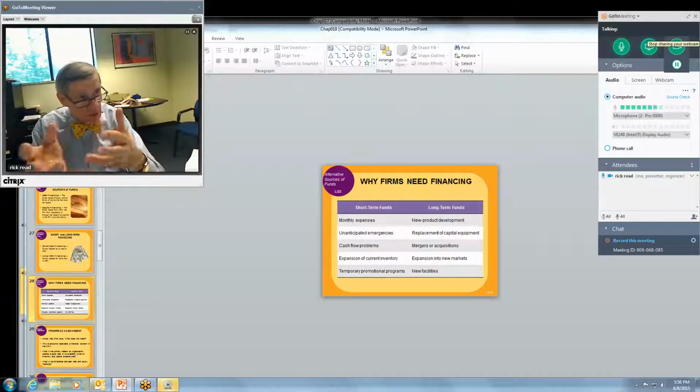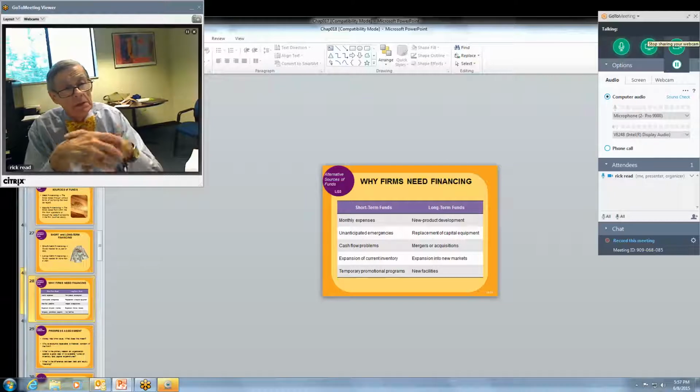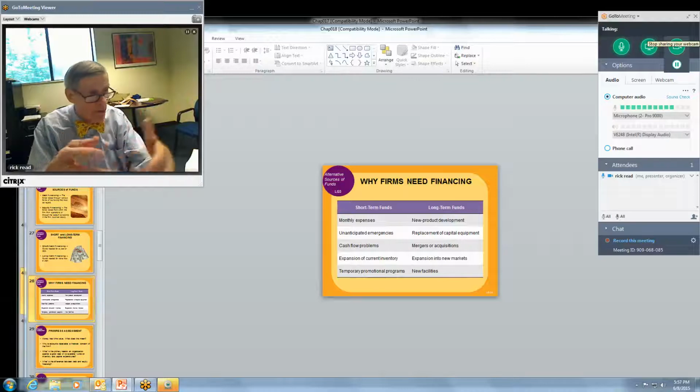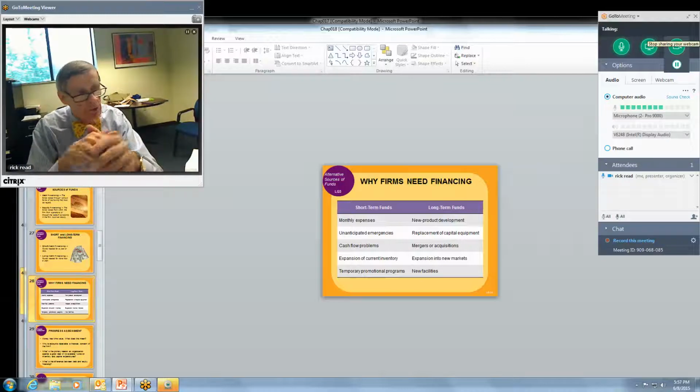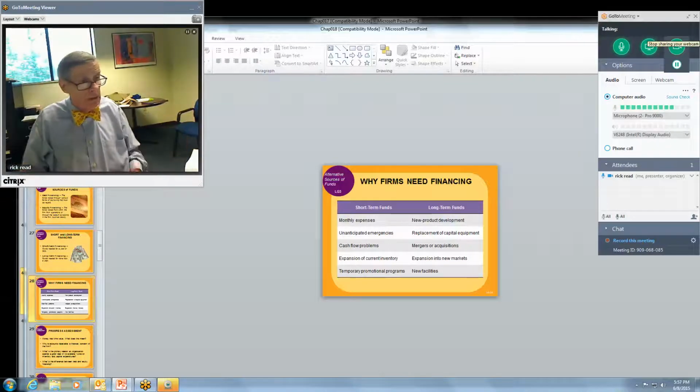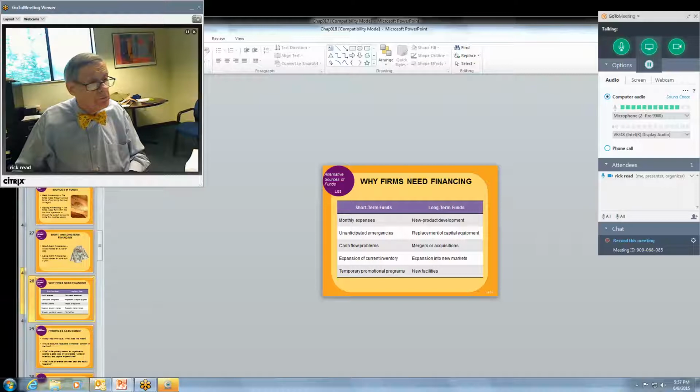So they want to deplete operating funds. Or there may have been an unexpected emergency. Or they may have decided to bring in more inventory for whatever reason. And there may be some other things. Short-term funds. Long-term funds, going to build a new facility, going into new markets, etc. So you may need more operating capital, and the best way for you to do that, as opposed to taking it out of what you have, is to borrow those funds.